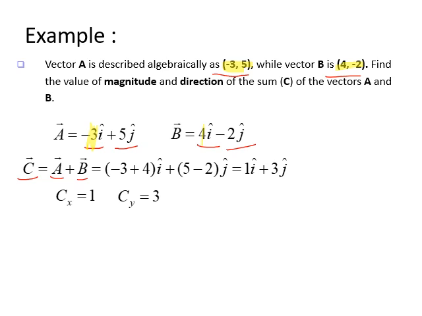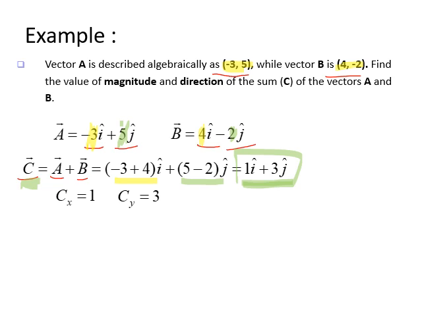Here with i cap you have 4. So negative 3 plus 4 is with the i cap, and then 5 with negative 2, so you have 5 minus 2, this will be with the j cap. So your resultant is 1 i cap plus 3 j cap. So from this you are getting the resultant of these two vectors, that is 1 i cap plus 3 j cap.